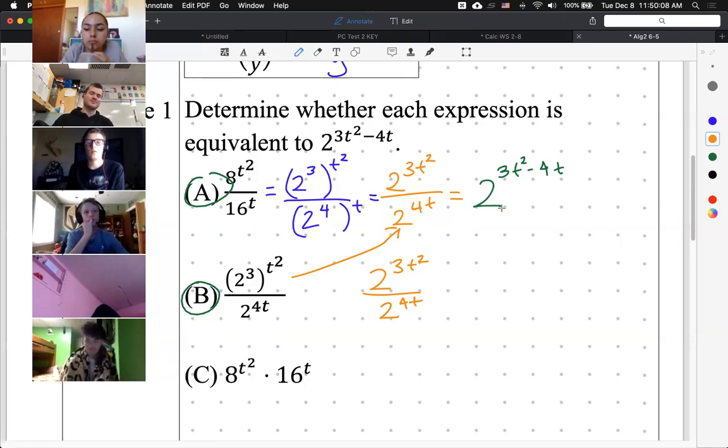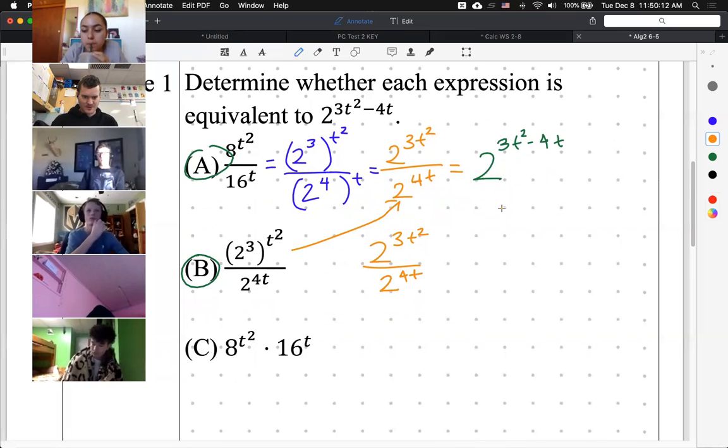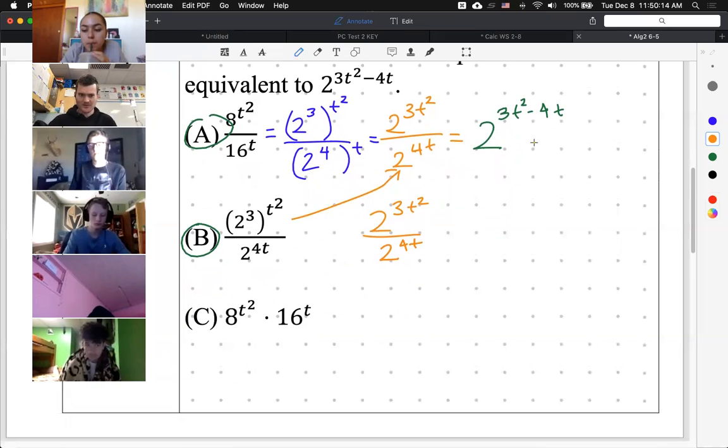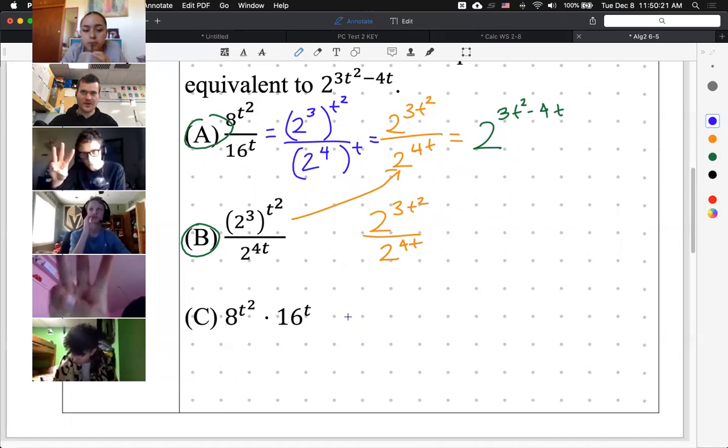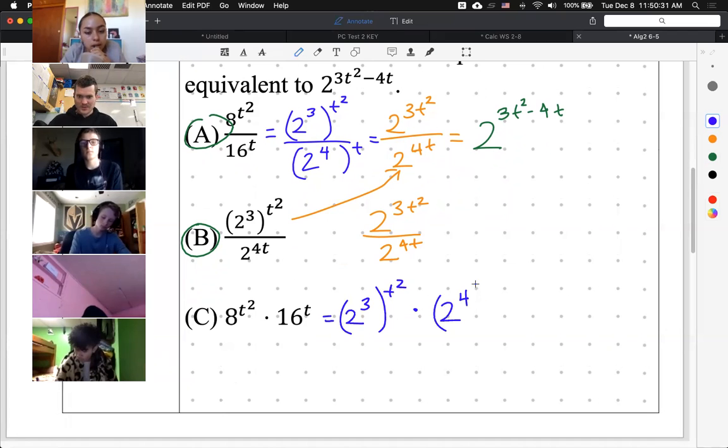Let's look at letter C. I have to rewrite these as 2 to the power of, and we've already said this before, so I can go quicker. 8 is 2 to the power of, everyone hold up your fingers really quick. It is 2 to the power of 3. Good. So this is equal to 2 to the power of 3 to the power of all that t squared goodness, and then still times 2 to the power of now 4 to the power of t. And I have to do a power to a power. Who can simplify that for us?